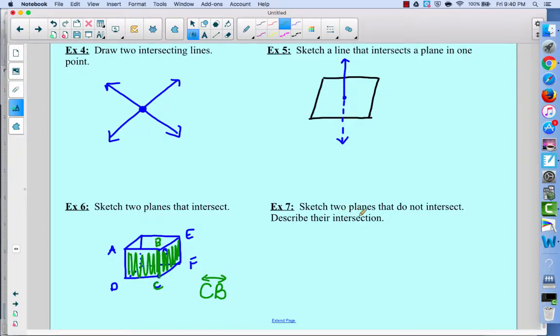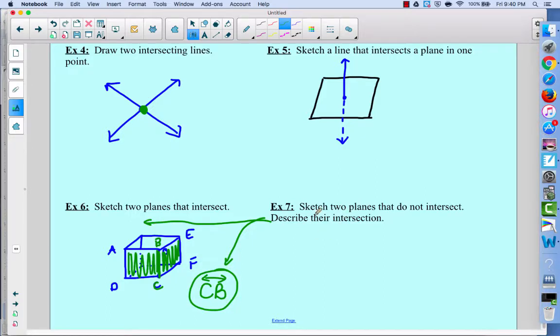All right, so that's what I was looking for. That actually belongs over here. It should be right there. Describe their intersection. So the intersection of two planes is a line. Two lines intersect in a point. Two planes intersect in a line.